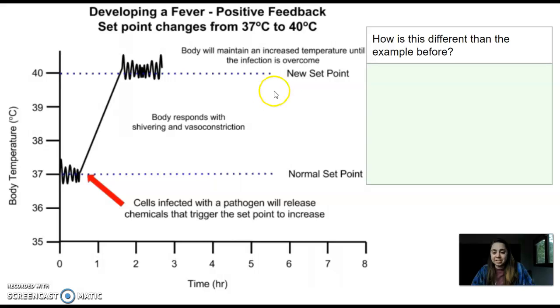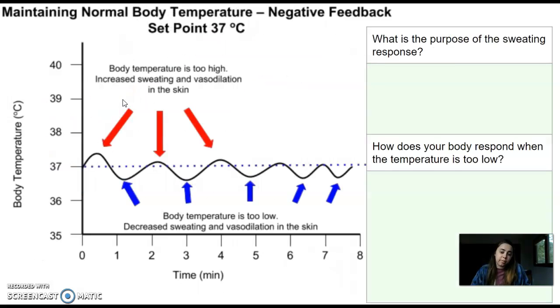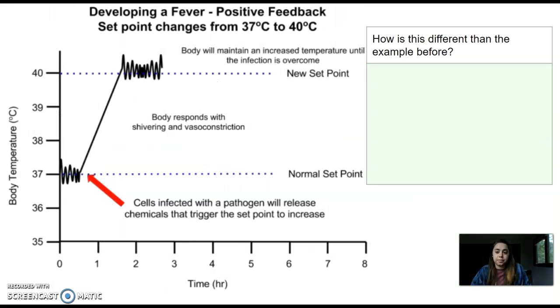So how is this example here different than here where I'm going back up and down to maintain at the same point? Oops. Pause there and answer the question.